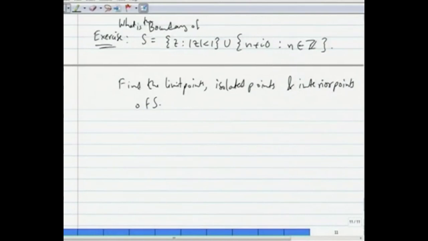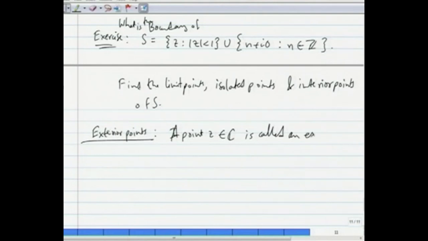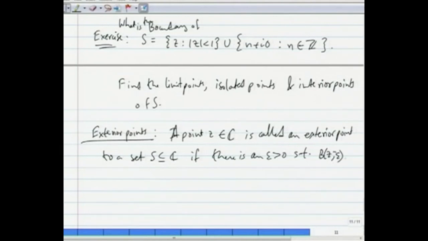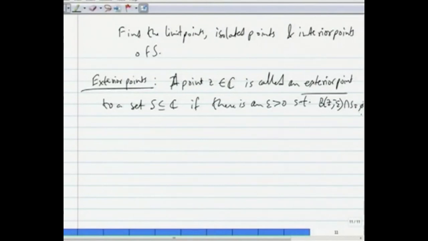So, we have seen limit points, isolated points, interior points, boundary points. There is also a notion of exterior points. These are points which lie completely outside the set in the following sense. A point z belonging to C is called an exterior point of a set S contained in C if there is an epsilon positive such that B(z, epsilon) intersection S is empty. So there is a ball around the point z which is completely off the set S. In that event, you call z an exterior point of the set S.